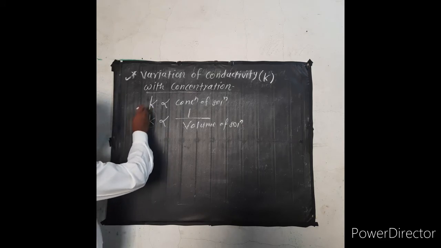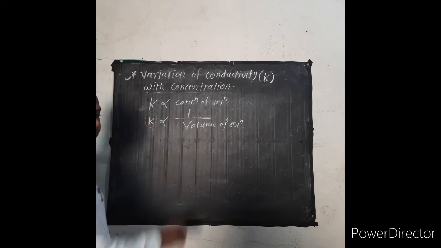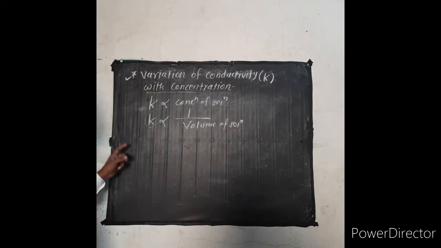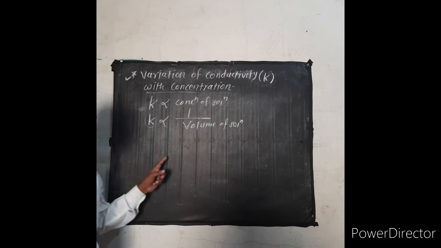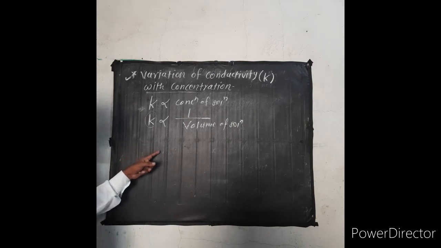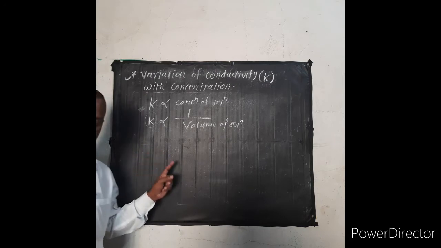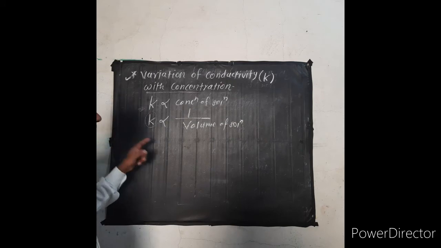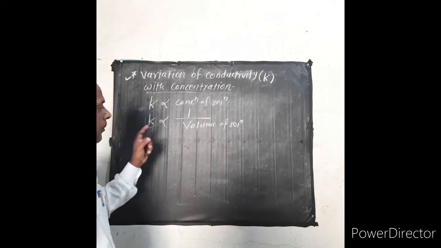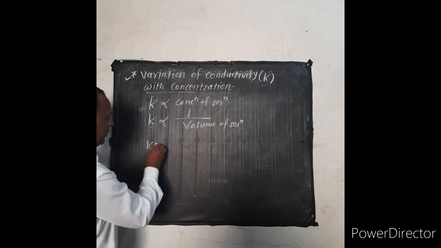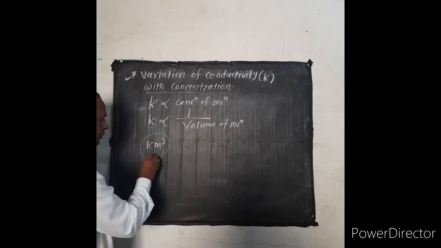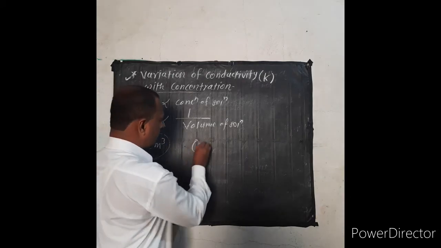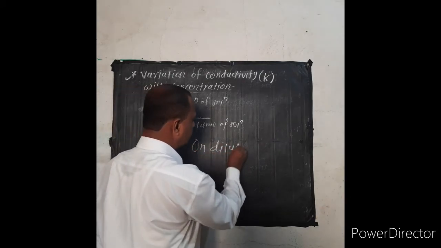Basically, electrical conductivity K is the conductance of a 1 centimeter cube of solution. It depends on the number of ions present in that 1 centimeter cube of solution. Now, on dilution, what happens here?